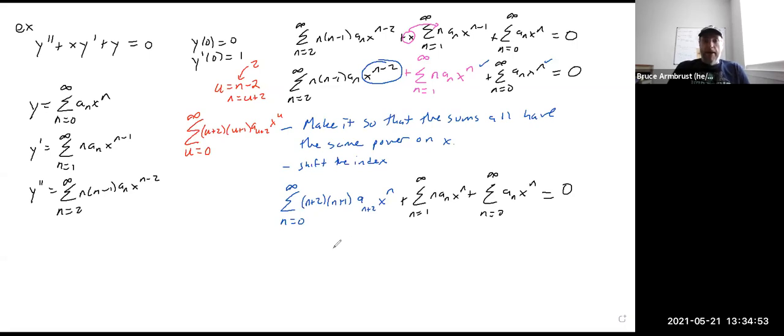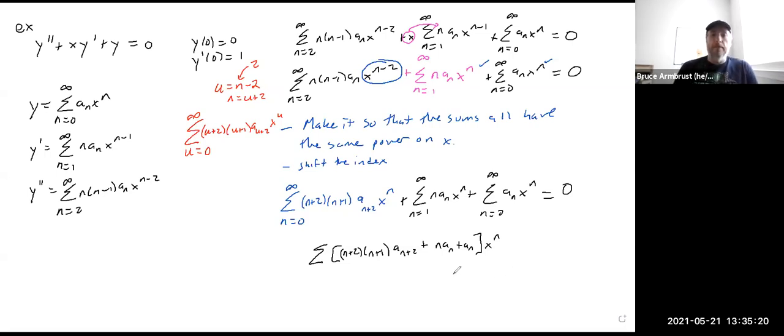So now when I combine them, I'm going to get a sum. We'll worry about the indices and all that in a second, but we're going to get n plus 2 times n plus 1 times a sub n plus 2, plus n times a sub n, plus a sub n, times x to the n. And so this is my multiple on x to the n. So it's kind of nice. Now I've got my one sum and we're all good.